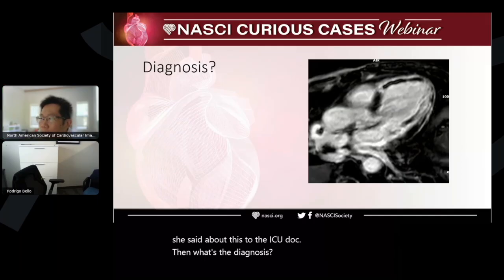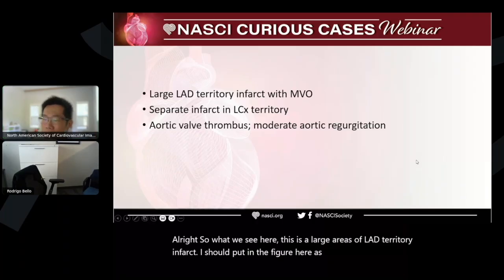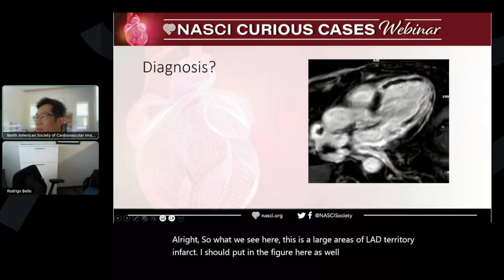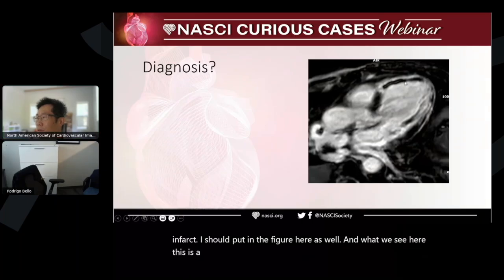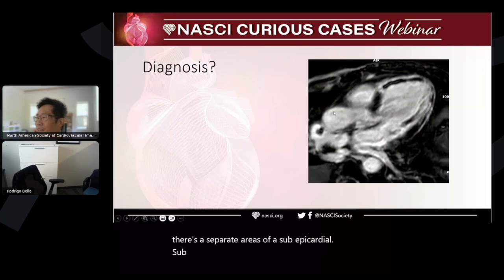All right. So what we've seen here is a large area of LAD territory infarct. I should put in the figure here as well. And what we see here is a large infarct of the septal walls. These areas are the MVO, microvascular obstruction area, the infarct area, no perfusion at all. And there's a separate area of subendocardial infarct involving the inferior lateral wall.